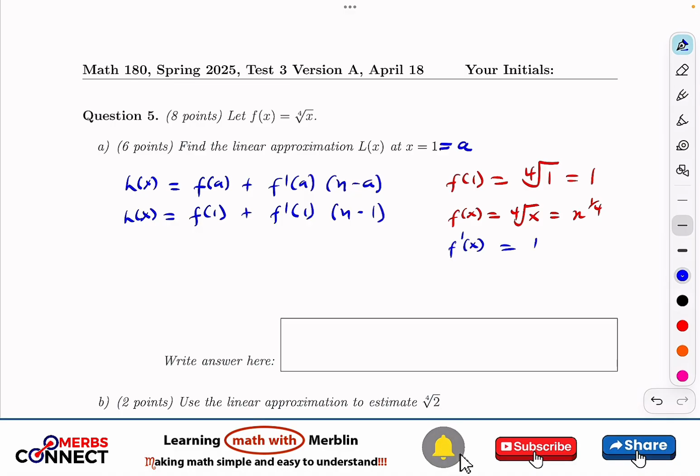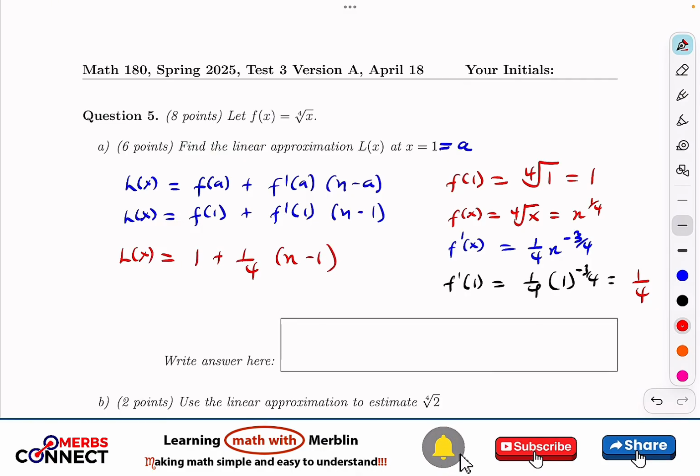Use the power rule. We have 1 over 4. Subtract 1, and this is minus 3 over 4. Then we can plug in 1. So f prime of 1 will be 1 over 4, 1 to the power minus 3 over 4. 1 to the power minus 3 over 4 is still 1. So this is going to give us 1 over 4. So now our linear approximation will be 1 plus 1 over 4 times x minus 1.